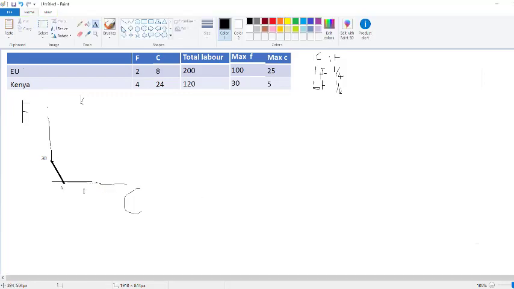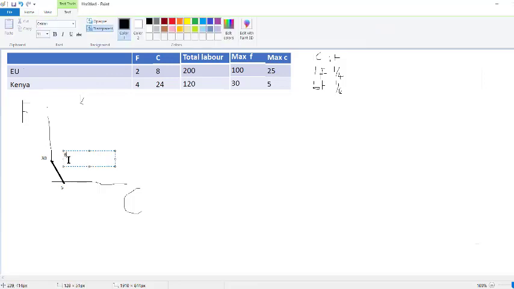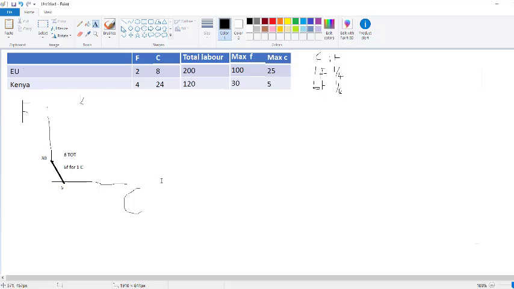Okay, that's for Kenya. So what is the terms of trade in terms of Kenyan pickles here? 6, right? This is for Kenya in terms of trade. Here is 6. These are terms of trade, and that is 6 food for 1 chemical. So let's say hypothetically, this is the PPC, this is what they can produce. They can either produce 30 food or they can produce 5 chemical or anywhere else in between, right?